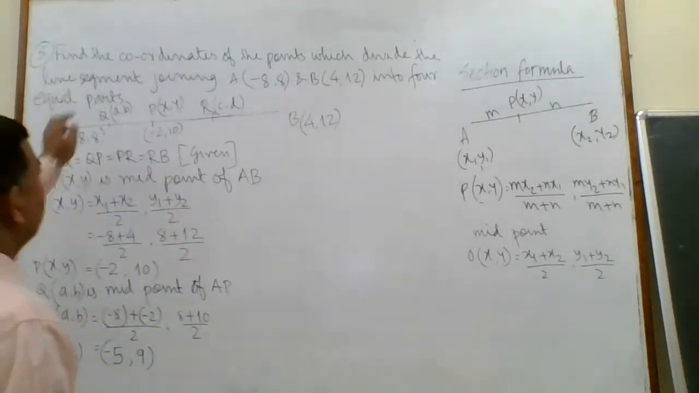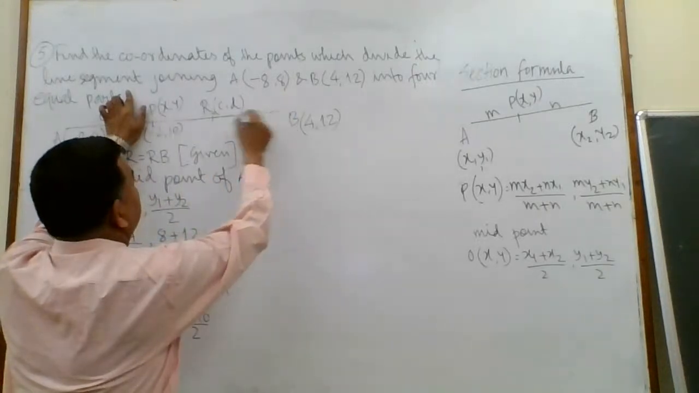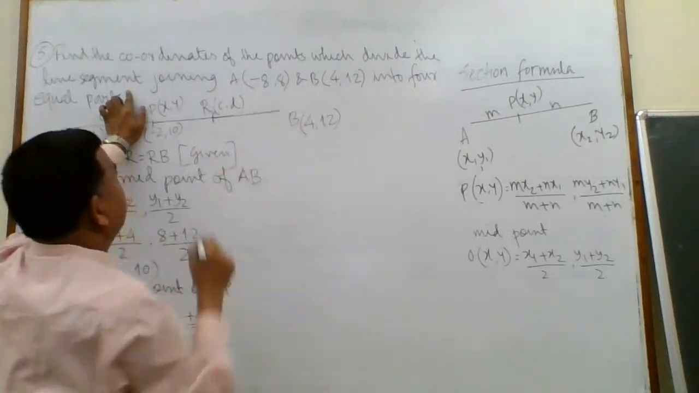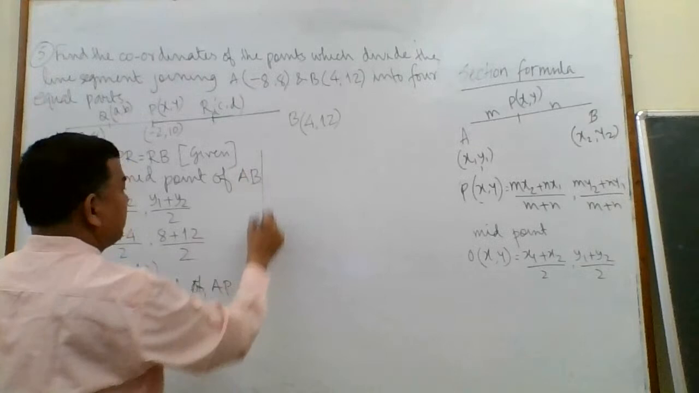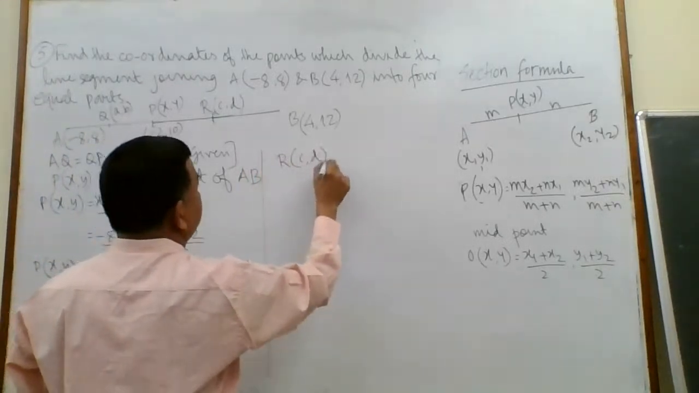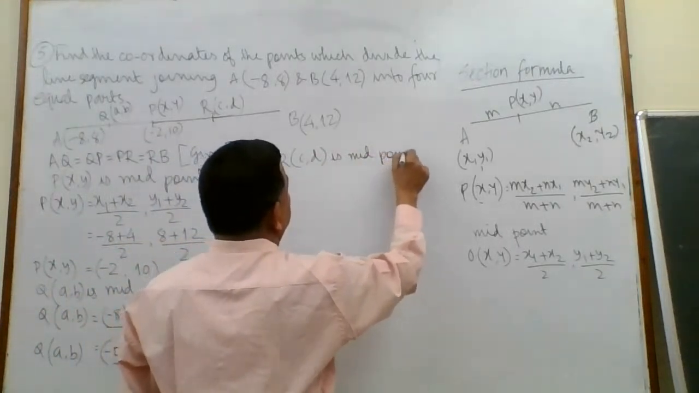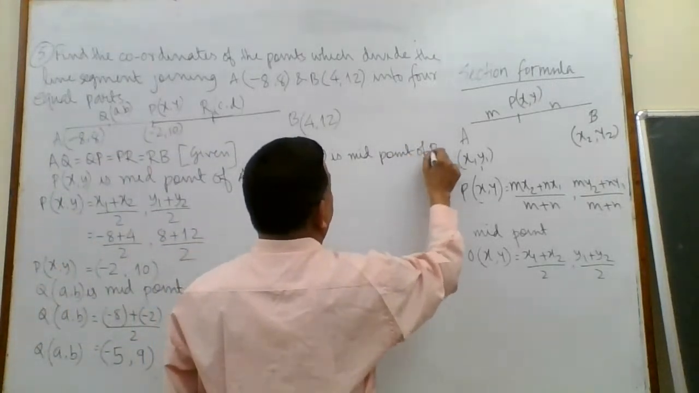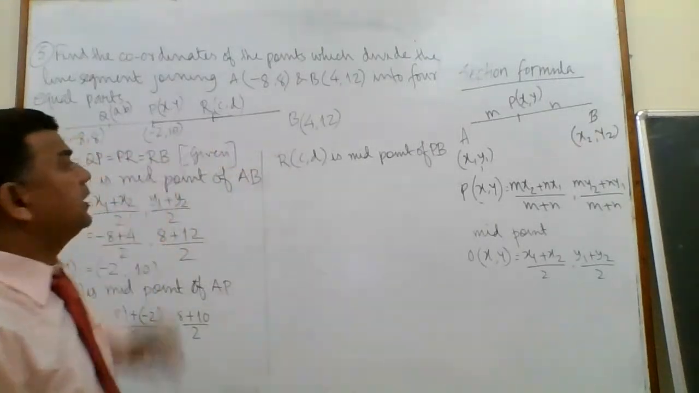Now R. While taking R, forget the left side. Only focus on PB. For PB, inside that there is a point R such that PR equals RB. That means who is R? Again a midpoint. The R coordinate is the midpoint. Whose midpoint? Of PB. For PB, the midpoint is R.